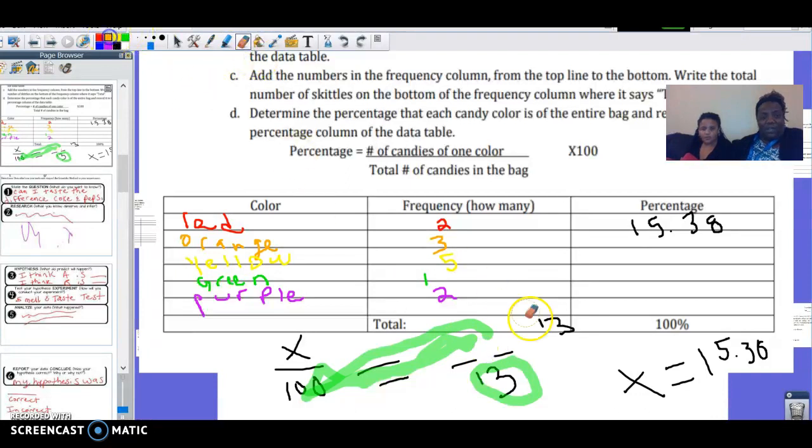So now I'm going to figure out the orange. And so there you see that I have 3 orange ones. So if I put the 3 over here, I'm going to do the same thing. Cross multiply and divide. So this time I do 100 times 3, which is 300. Right. And then divide it by 13. So divide by 13, which gives us what?